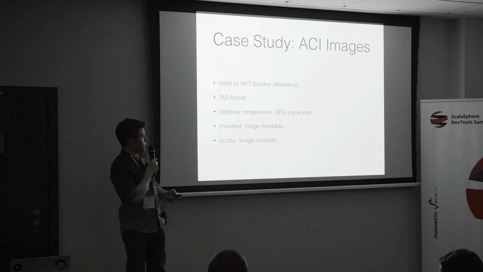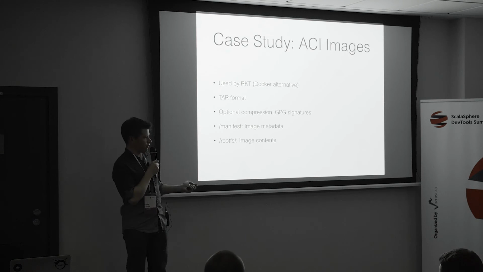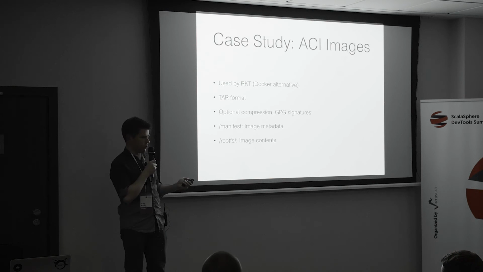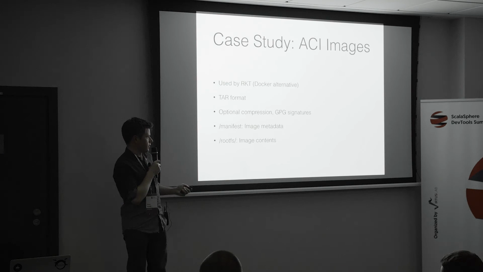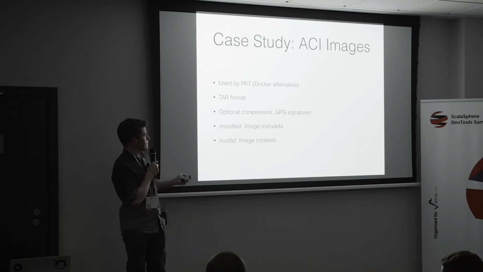So it's basically a tar format, and then you can optionally compress that tar, and you can also sign the images. And the format is very simple. First of all, there's a manifest file that's a JSON file in the root of this archive, and that contains the image metadata. And then there's also a rootfs directory, and the rootfs directory contains all the files that you want to be in your archive. So it sounds pretty doable, pretty easy to create something like this.